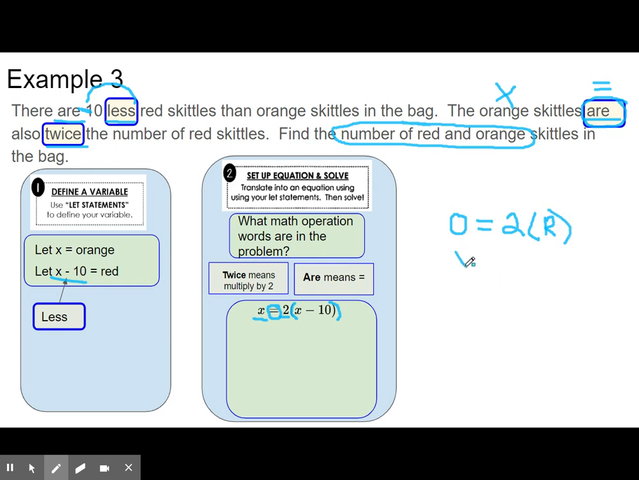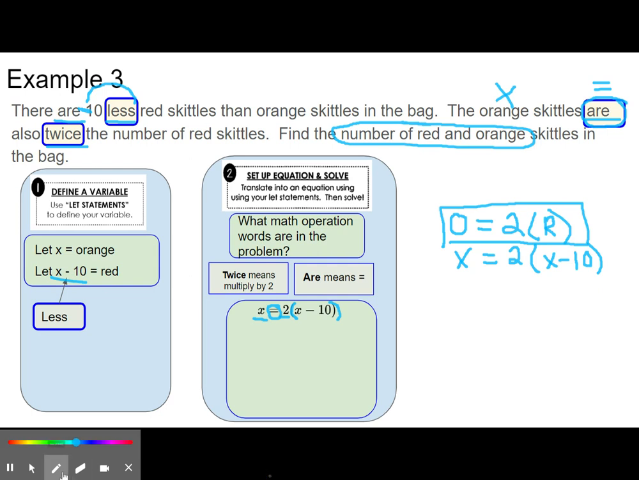Now O, I called that X. Red, X minus 10. Okay, do that step if that helps you. Even do this, taking the words, and do that before you put the little expressions in the algebra. All right, let's go and solve.